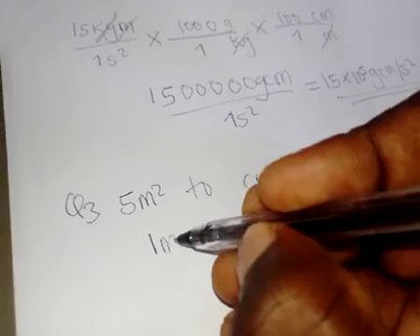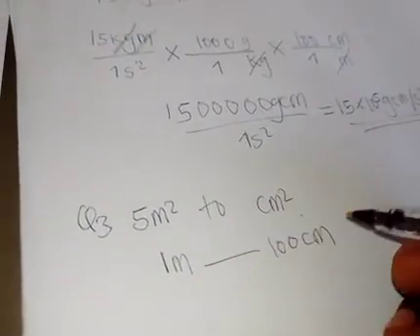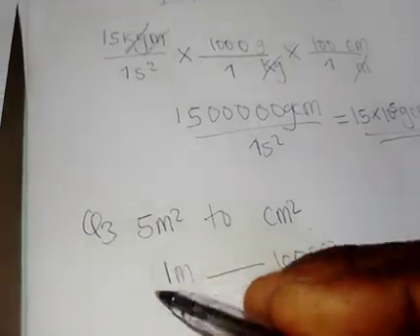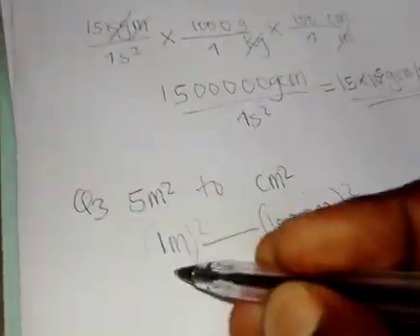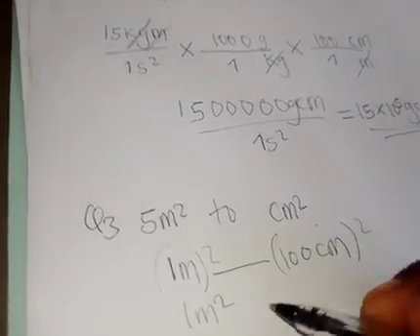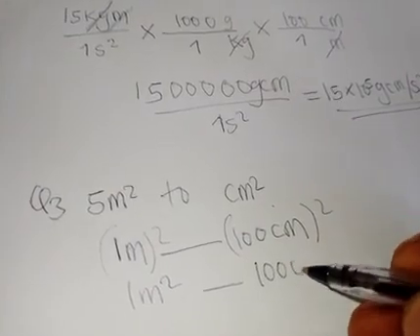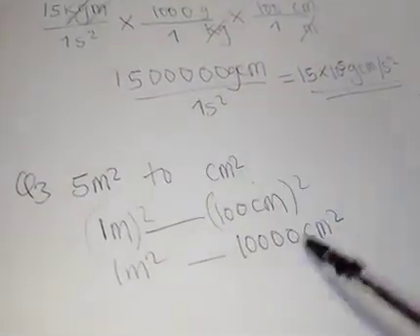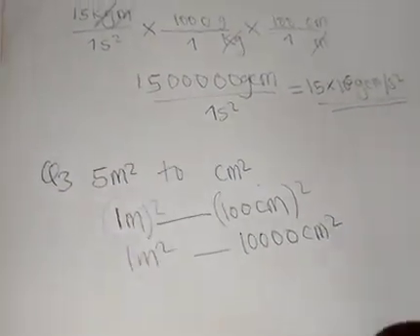1 meter forms how many centimeters? 100 centimeters. These are not squared, but we are dealing with area, so just square what you have. These linear units squared: 1 meter squared gives us 100 squared, that's 10,000 centimeter squared. This is the conversion factor that we will use to convert 5 meter squared into centimeter squared.